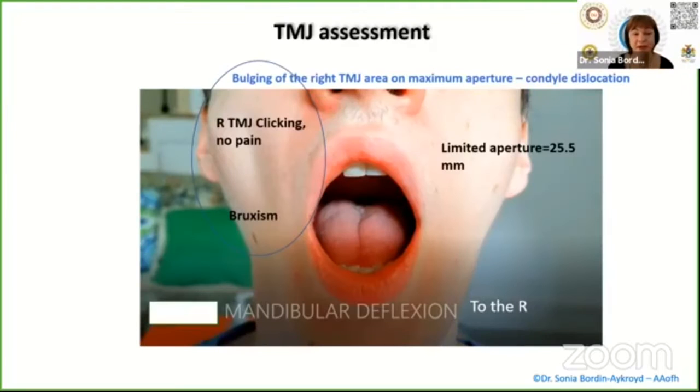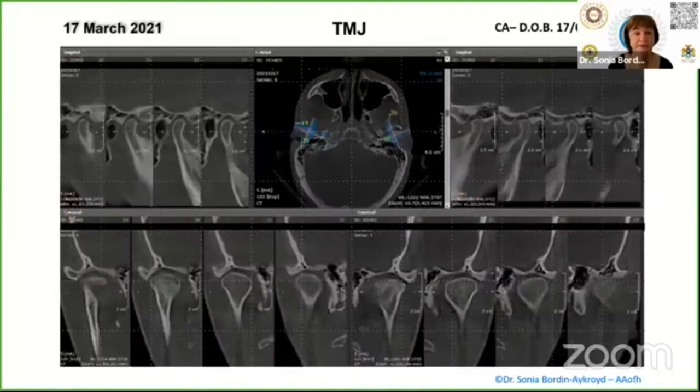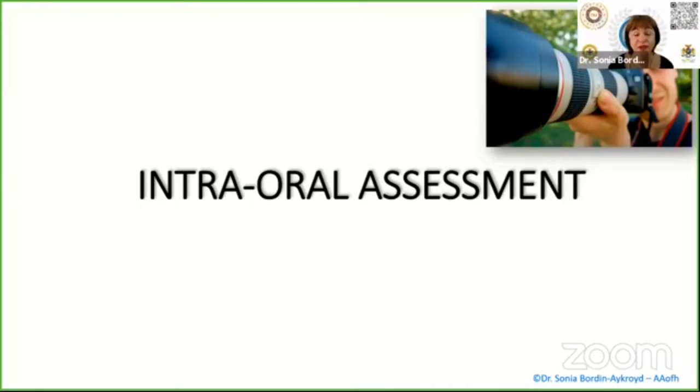We need to look at the TMJ. Is there any deviation? Is there any bone degeneration? All of these need to be part of our investigation with good quality images. Only then we look inside the mouth.